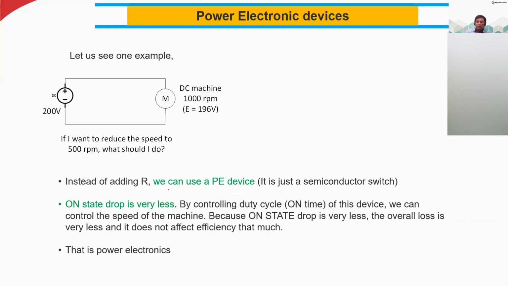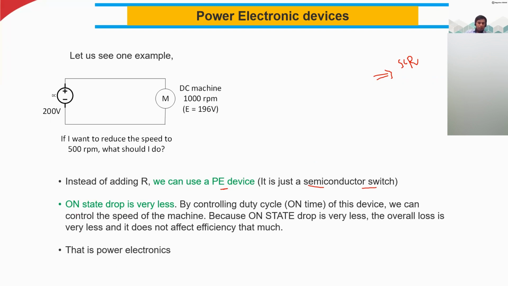So what can we do then? Instead of adding a resistor, we can use a PE device. A PE device is a semiconductor switch. That can be a power diode, a power thyristor or SCR, or there are so many devices available. These devices are manufactured using semiconductors. Conductors, semiconductors, insulators, I think you have studied this in your other course. If we talk about the details, it will take another few minutes, so I will jump directly to continue our topic.